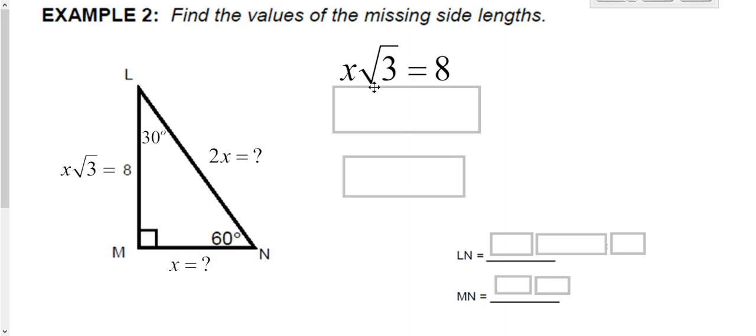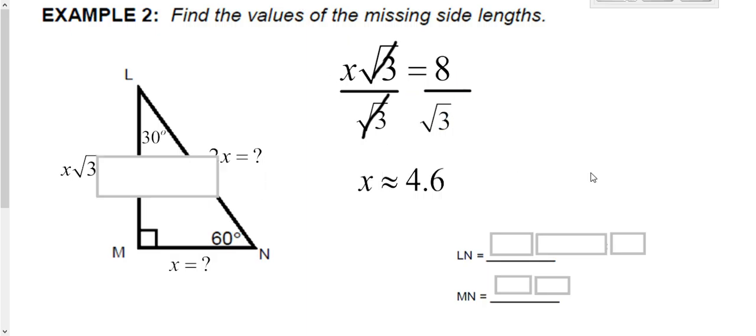Since this is multiplication, we're going to divide by the square root of 3 to get x by itself. When you divide by that square root of 3, on this side, this just cancels out, and we get what we want. X equals, what does it equal? It equals 8 divided by the square root of 3, which is approximately 4.6.